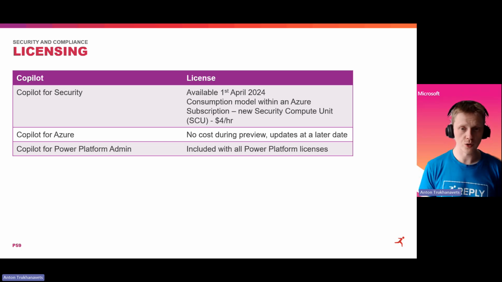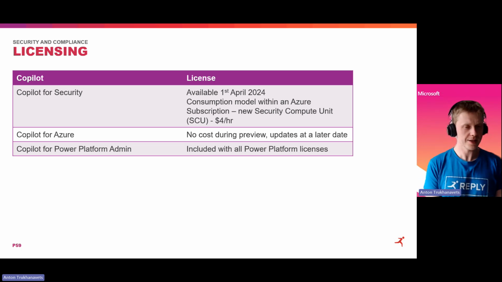So for Copilot for Azure, there's no cost available even in preview currently, so we don't know how much it would cost. And the Copilot for Power Platform admin is actually included in Power Platform licenses. As you know, as a Power Platform admin, you don't need to have a premium license to develop or to manage your packages. So it's coming into the package of the existing license.